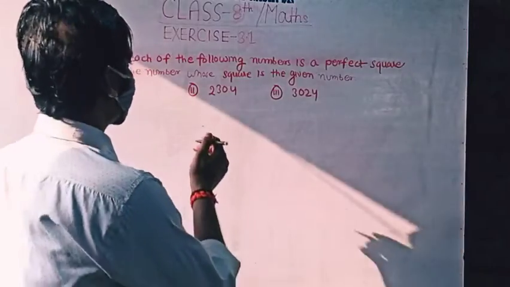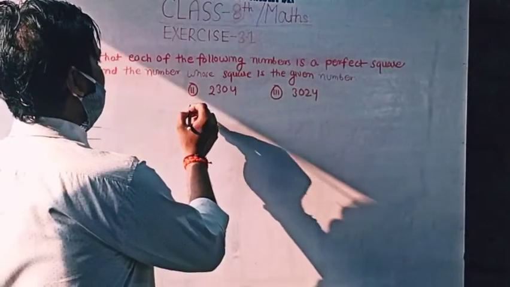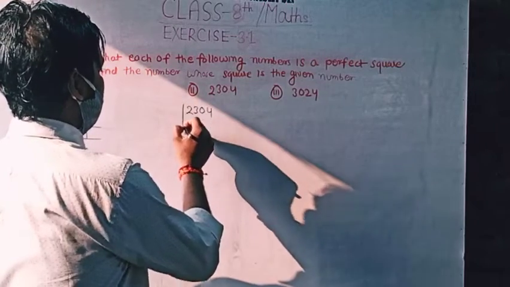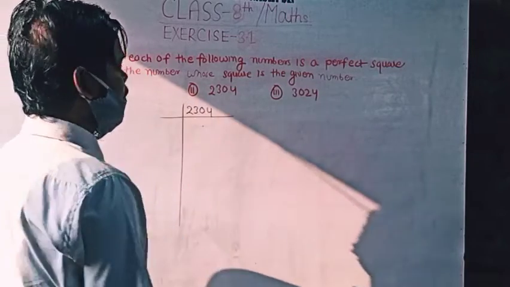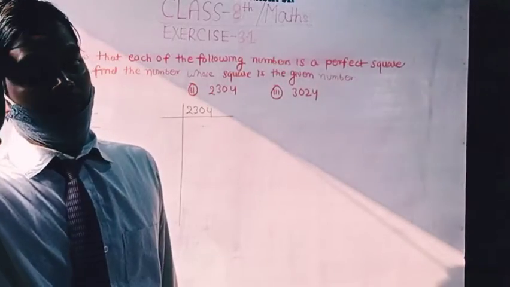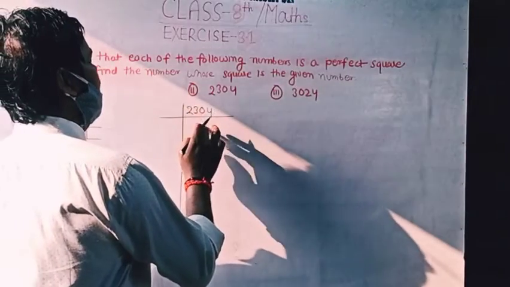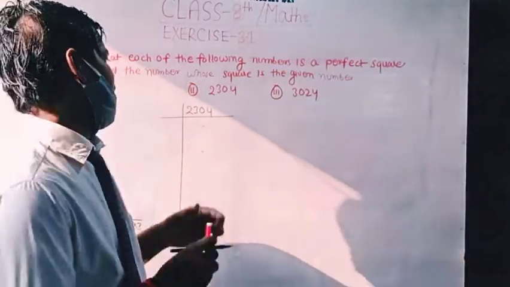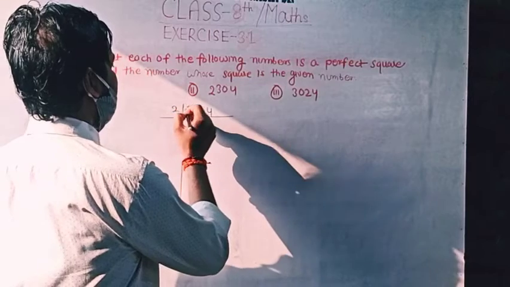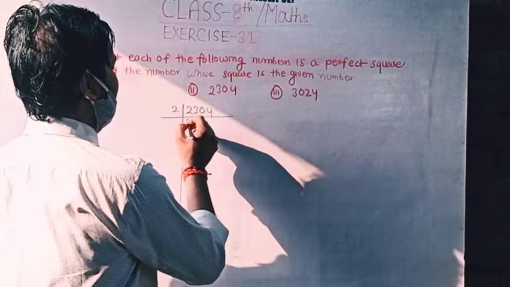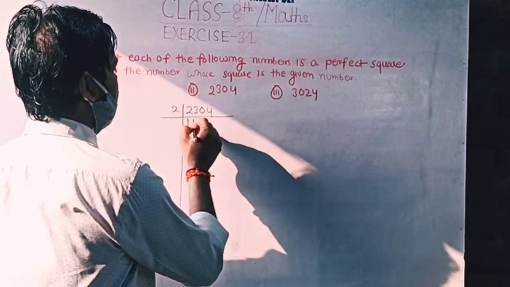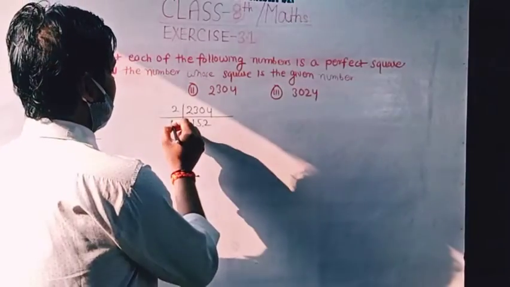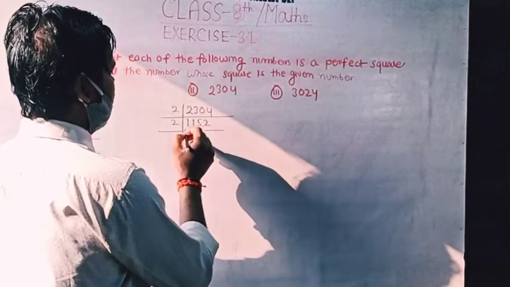Now move to the second part. The given number is 2304. So 2304 can be expressed as the product of, first find the prime factors of the given number. So 2304 is divided by 2. 2 1 is 2, 2 1 is 2, 2 5 is 10, 2 2 is 4. And again this is divided by 2.